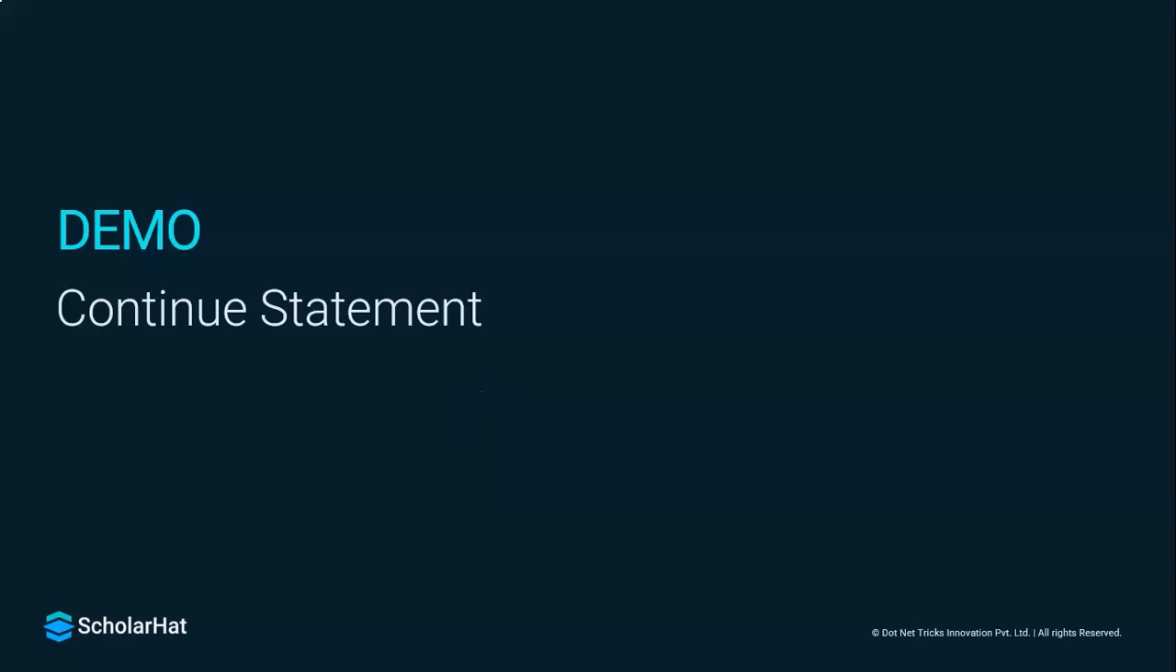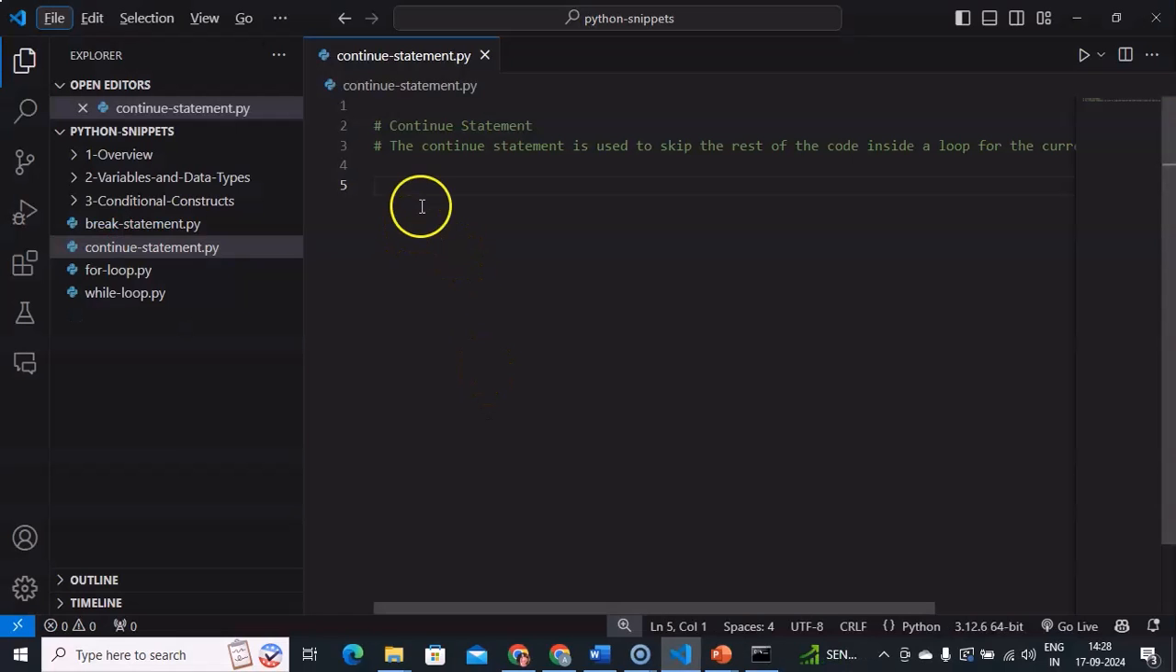Hi there. The continue statement in Python is used to skip the rest of the code inside the current loop iteration and proceed with the next iteration of the loop. Let's see this in action.